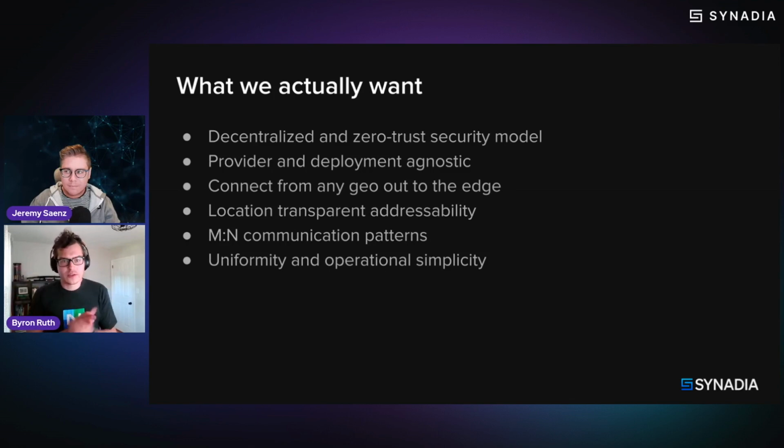So again, just quickly enumerating what we actually want: decentralized and zero trust. We want to be agnostic to any provider, or deployment compute provider, for example. Location transparency: we want to be able to send a message and receive that message no matter where you are in the world, whether you're running in a cloud or at the edge. You have the end-to-end communication, and more importantly, this uniform, connective layer to bridge all of your services and connect everything together. It just simplifies everything operationally as well.